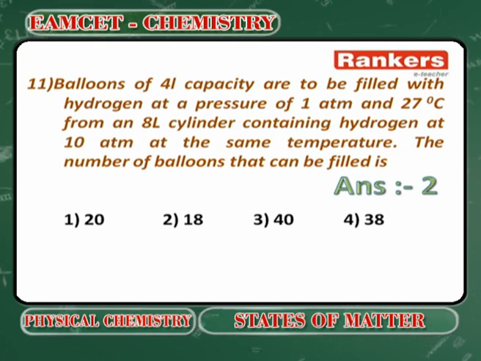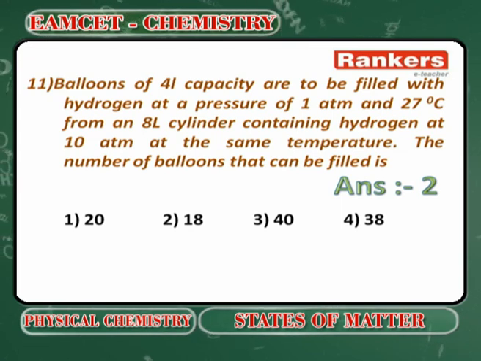Balloons of 4 liters capacity are to be filled with hydrogen at a pressure of 1 atmosphere and 27 degrees from an 8 liter cylinder containing hydrogen at 10 atmospheres at the same temperature. The number of the balloons that can be filled is, this is nothing but Boyle's law application.